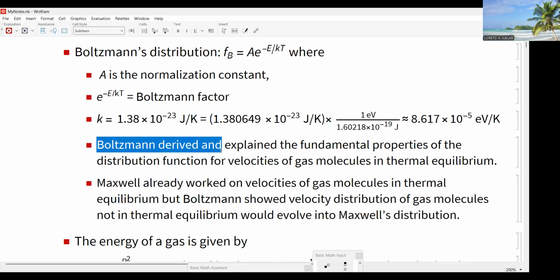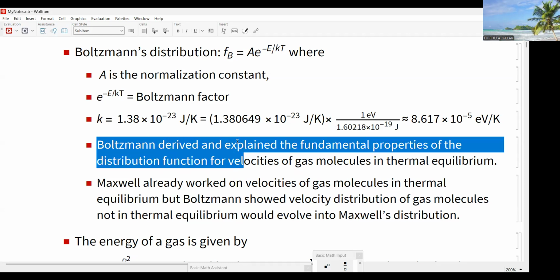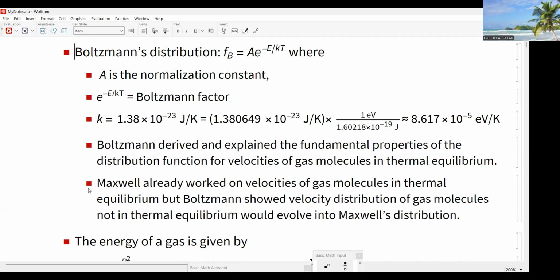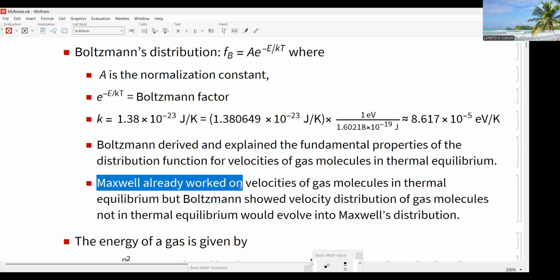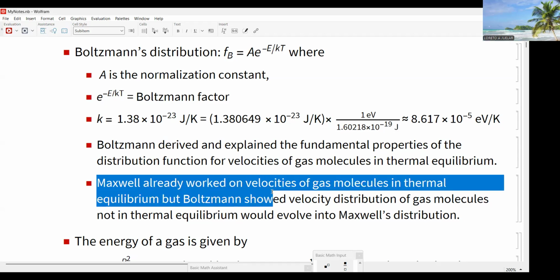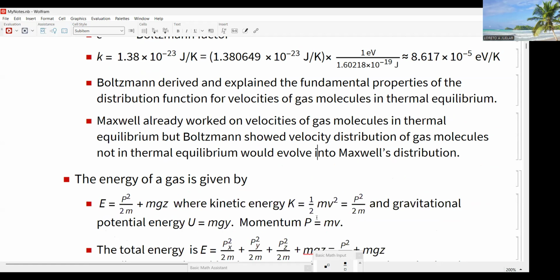Boltzmann derived and explained the fundamental properties of the distribution functions for velocities of gas molecules in thermal equilibrium. Maxwell really worked on the velocities of gas molecules in thermal equilibrium, but Boltzmann showed that the velocity distribution of gas molecules not in thermal equilibrium would evolve into Maxwell distributions.